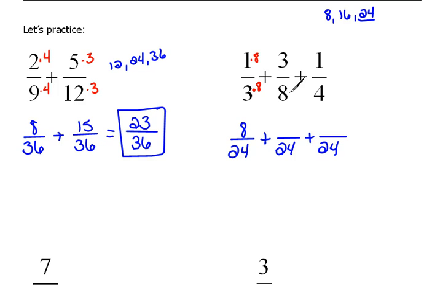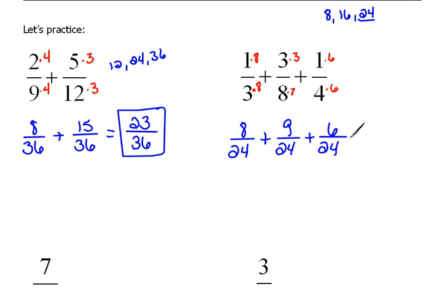Now 8 times 3 would give us 24. So multiplying the top by the same thing, 3 times 3 would be 9. Now the last one. 4 times 6 would be 24. So multiplying the top by the exact same thing, 1 times 6 would be 6.